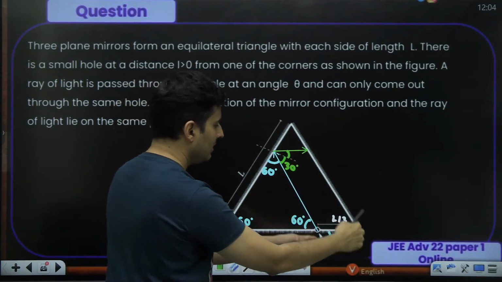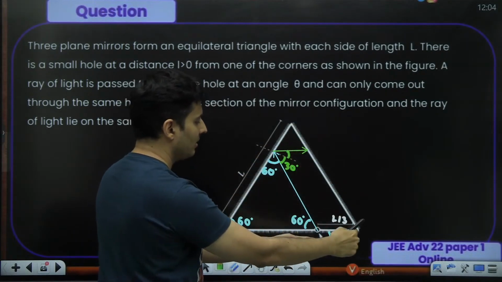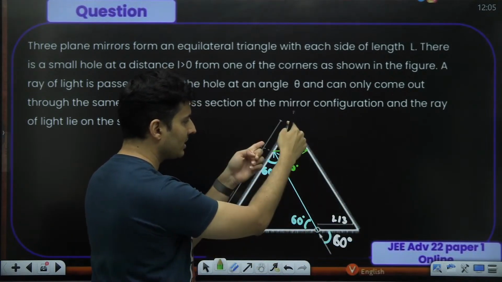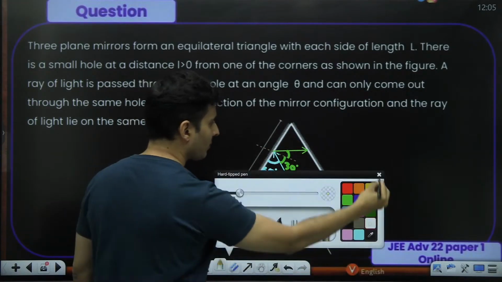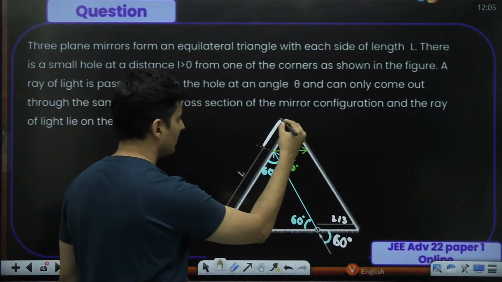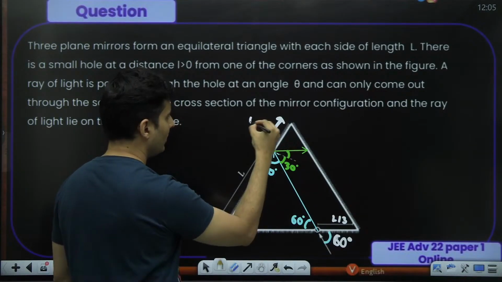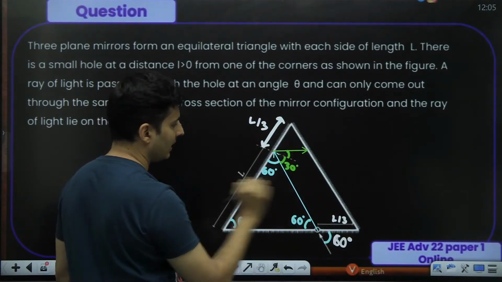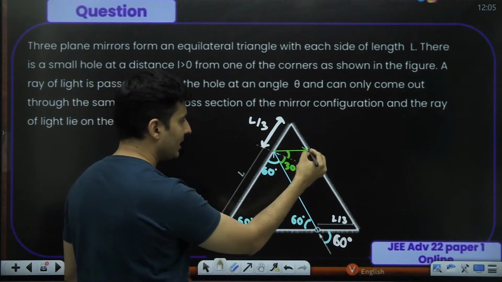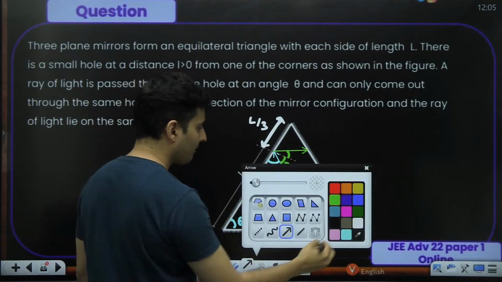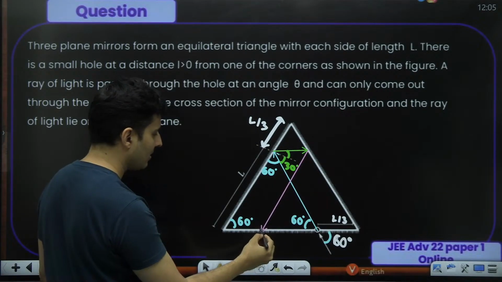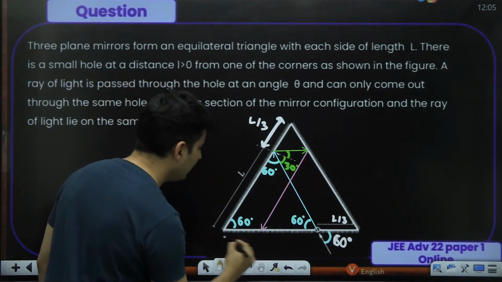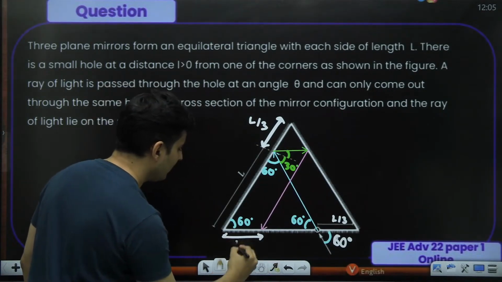And these two lines will be parallel to each other. So even this will be L by 3, I believe. Even this much part will be L by 3. Yeah, like that. And after reflection, what will happen? Again, yep, this will go and meet over here. Perfect. And even this much distance will be L by 3.